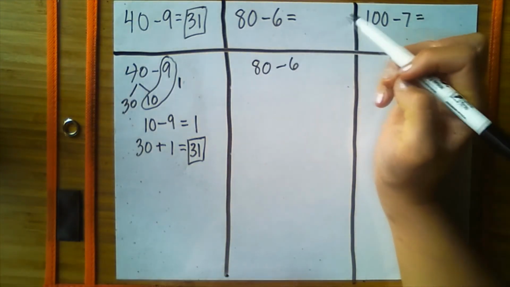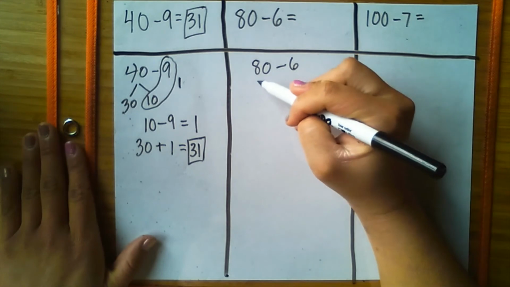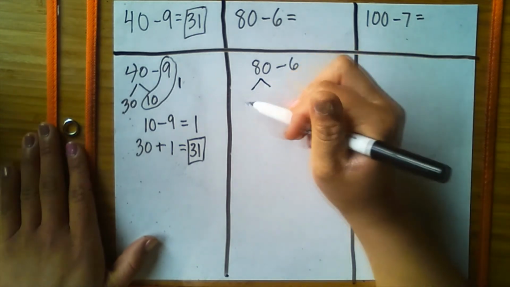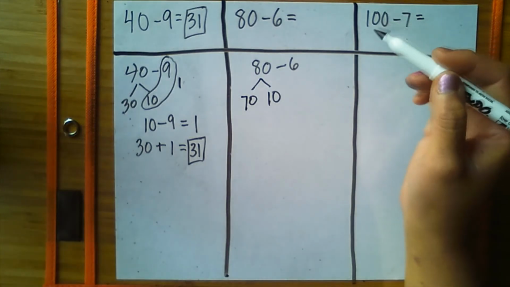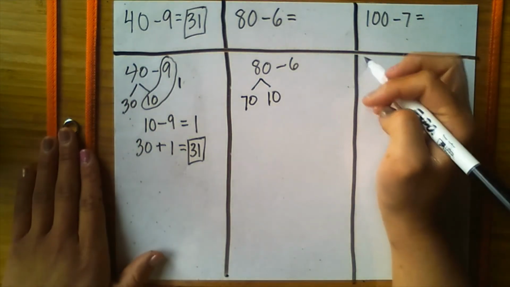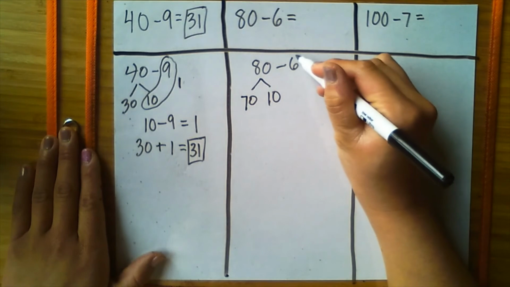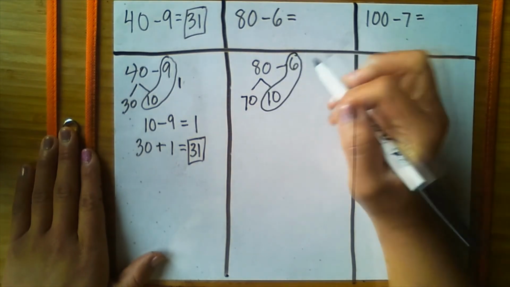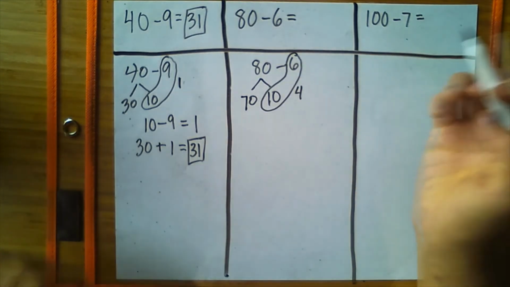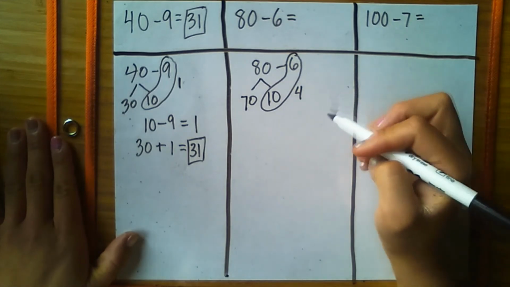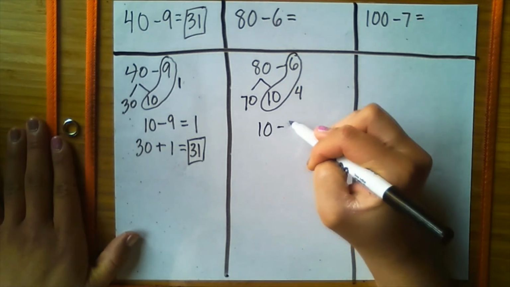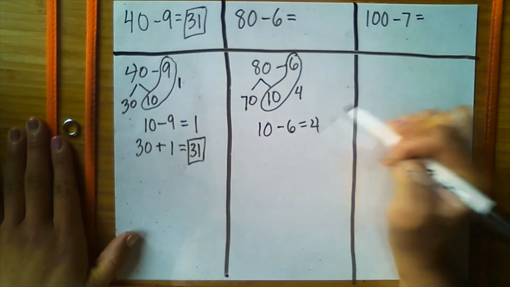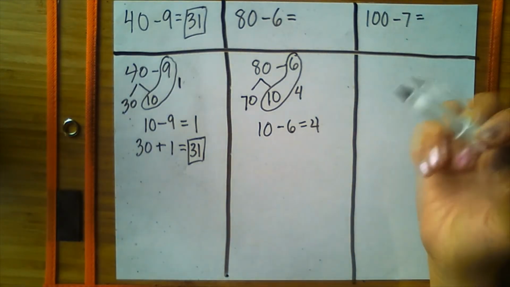80 minus 6. Okay, and we're going to go ahead and break this up into 70 and 10 so that we can use our take 10 strategy, okay? Let's go ahead and try it out, okay? Alrighty, our take 10 number sentence is going to be 10 minus 6, which equals 4.